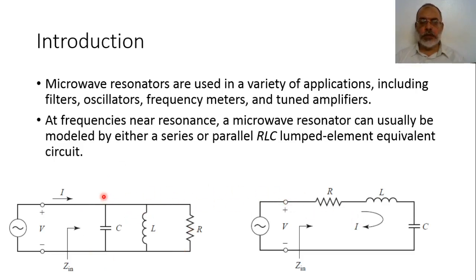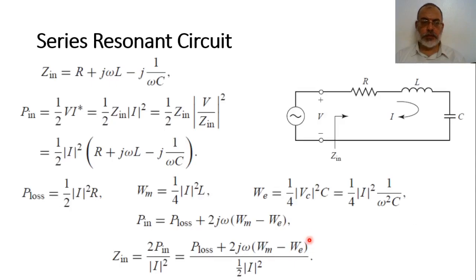Now, in the first video of microwave resonators, we are going to study at the beginning the main characteristics of the series resonant circuit. As we said, a series resonant circuit is composed of series elements R, L, C. The input impedance of a series resonant circuit is given by R plus j omega L minus j over omega C.